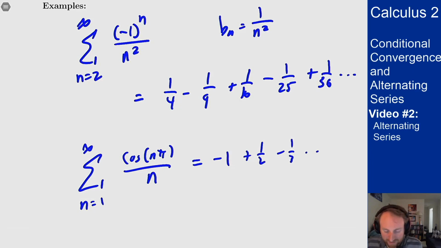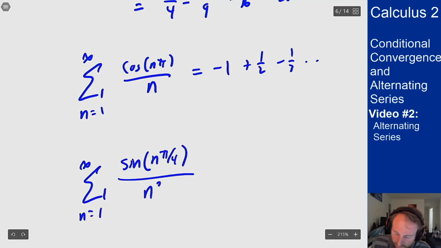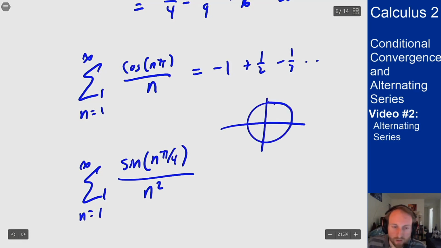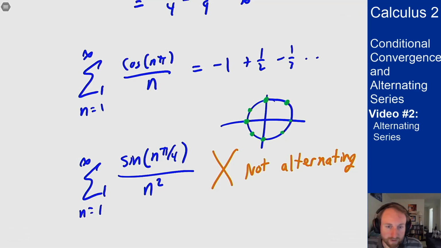Something that's not alternating is something like sum n from 1 to infinity sine of, say, n pi over 4 over n squared. This is not alternating because it doesn't always go plus, minus, plus, minus. If we draw the unit circle here, we're going to have a value every pi over 4 in terms of our numerator value. So we'll get a root 2 over 2 here, then a 1, then root 2 over 2, and a 0. We're looking at the y-coordinate. Then negative, negative, negative, 0. So it'll be plus, plus, plus, 0, minus, minus, minus, 0, which does not go plus, minus, plus, minus. This is not an alternating series. There are some examples of what those might look like.